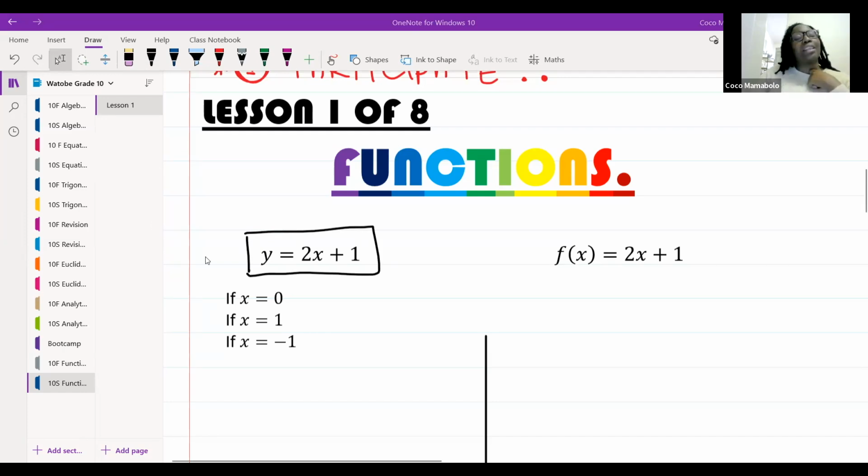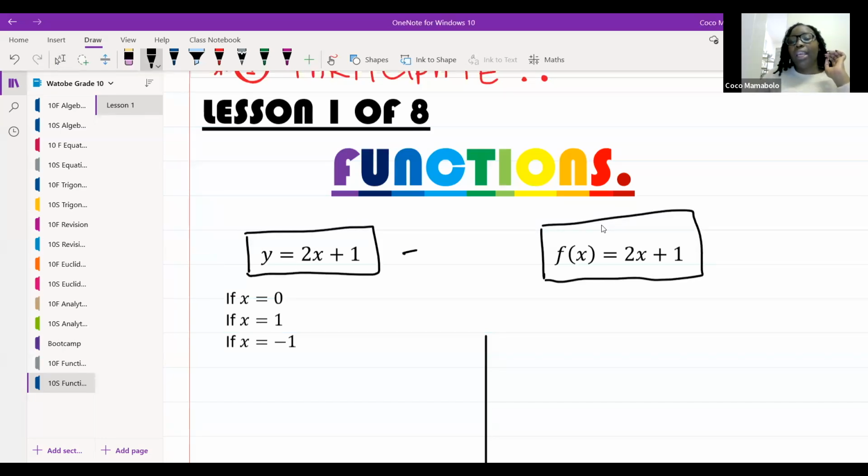Okay, so the function that we're going to be looking at, guys, is y is equal to 2x plus 1. All right, now you guys need to remember that y is equal to 2x plus 1 can also be expressed as f of x is equal to 2x plus 1. These two things are the same thing.